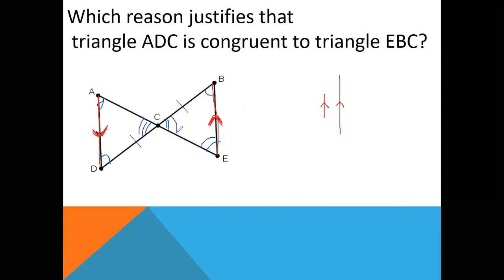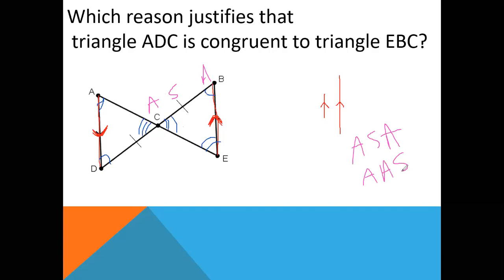All right, so there's actually two correct answers for this problem. Can anybody give me one? Why is triangle ADC congruent to triangle EBC? Angle, side, angle. Very good. So that's one correct answer. Okay, what's the other correct answer? Anybody? Angle, angle, side. Good.